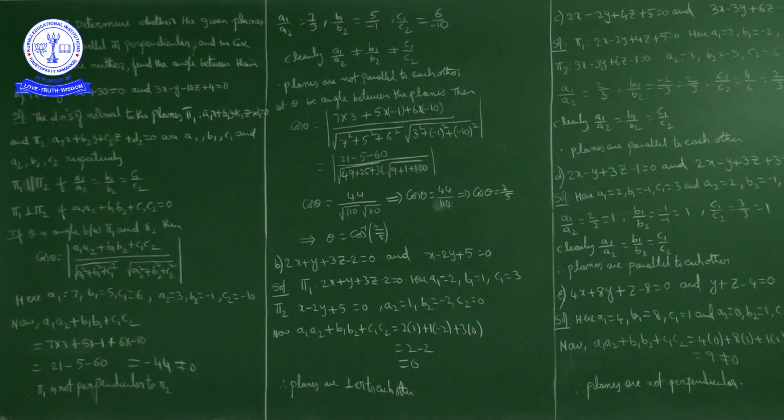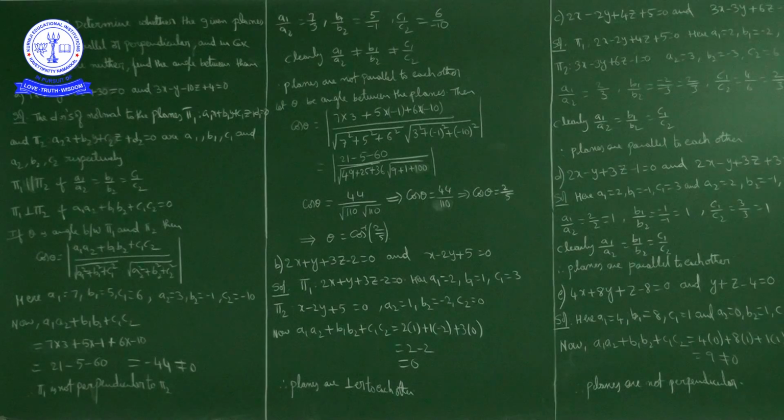Now, two planes are perpendicular, pi 1 perpendicular to pi 2, if a1 a2 plus b1 b2 plus c1 c2 is equal to 0. Two planes are perpendicular to each other if a1 a2 plus b1 b2 plus c1 c2 is equal to 0.